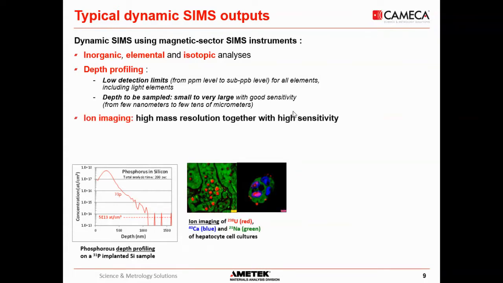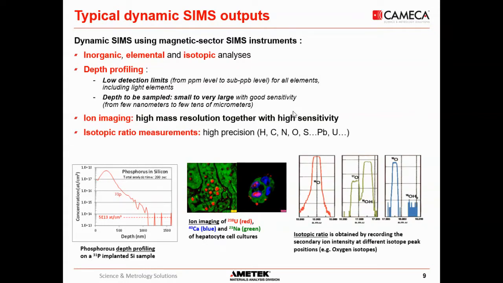Another very typical output is ion imaging, so mapping. As we can see here in this example, we can see the mapping of uranium in a cell culture. We can achieve both images with high mass resolution and at high sensitivity, so with a lot of counts, so with good statistics.